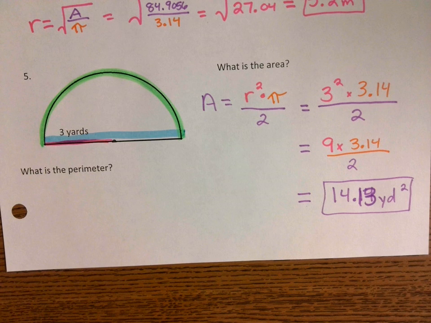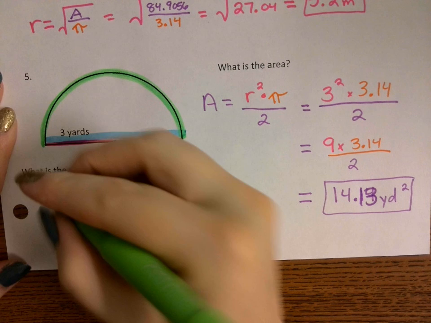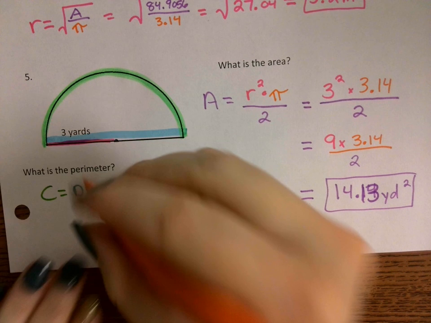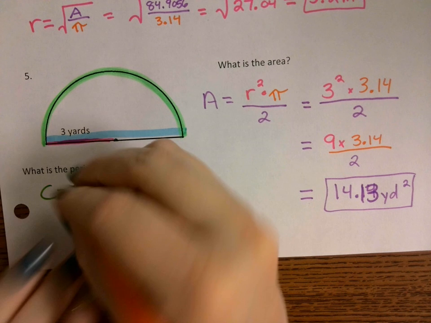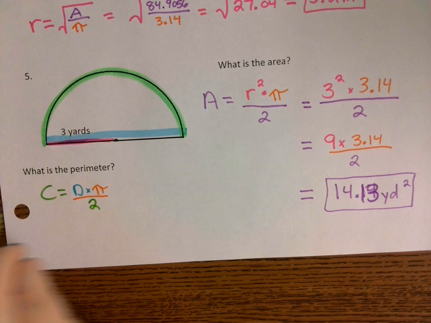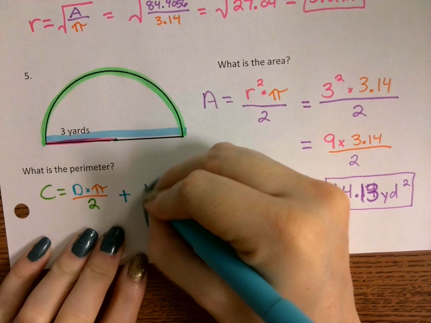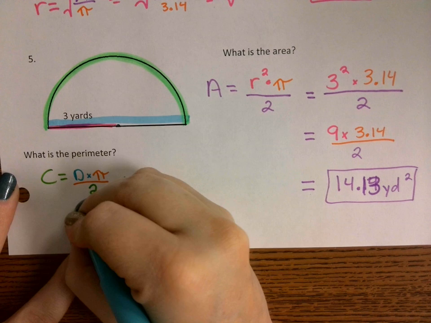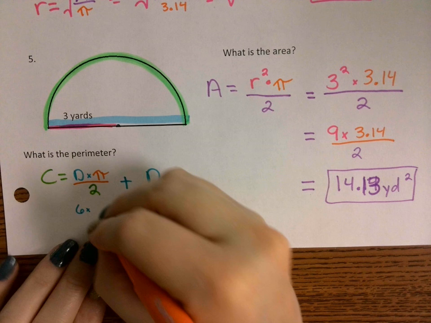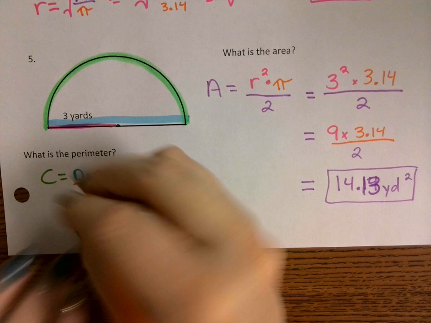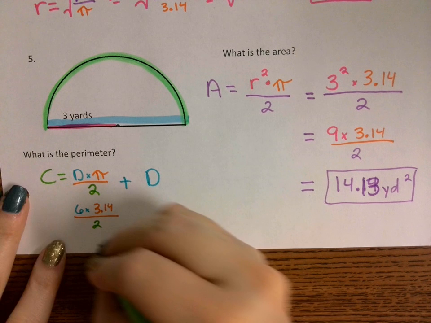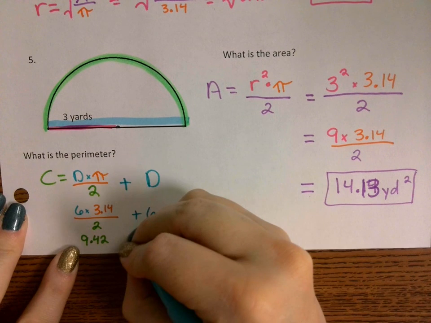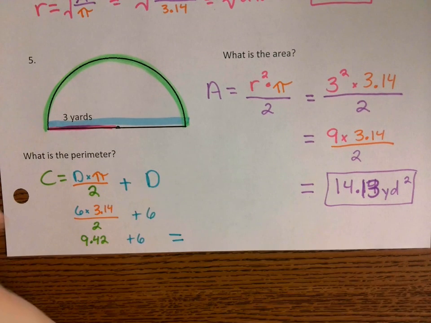So you would take the circumference, which is going to be the diameter times pi, and then you would divide that in 2. And then you would add the diameter to it. So in this case, the diameter is 6. So you do 6 times 3.14, divide that answer by 2, which is going to come out to 9.42. And then you would add the 6 to it. And your final answer is going to come out to 15.42 yards.